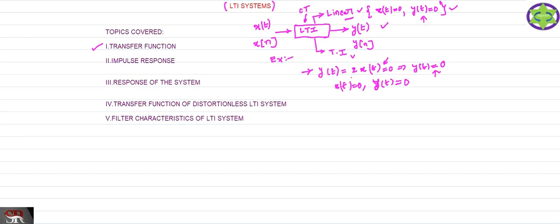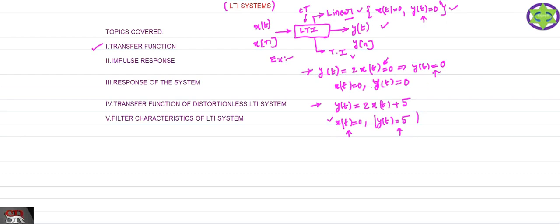If I take another example, you can easily realize. Suppose the system is described by the equation y of t equals 2 into x of t plus 5. This is the equation described by the system. Now if I substitute x of t equal to 0, we get y of t equal to 5. That means before applying your input, your system produces the output, that is y of t equal to 5.